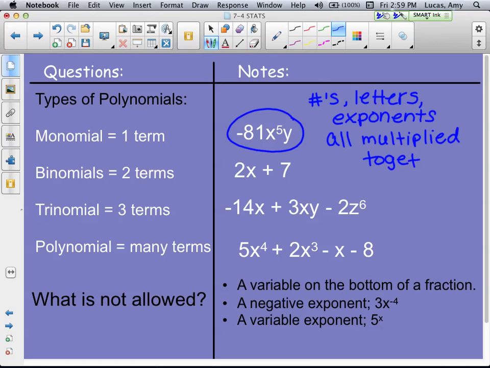For the binomial example, what I want you to notice is that there are two separate terms here. The first one is 2x, the second one is 7, and they are connected by addition. So a binomial has two terms, and the terms are separated by addition or subtraction. The trinomial has three terms. They're separated by addition or subtraction again. So term number 1, term number 2, term number 3. Trinomial. And then the polynomial, my example, has 4 separate terms, and they are all separated by addition or subtraction.